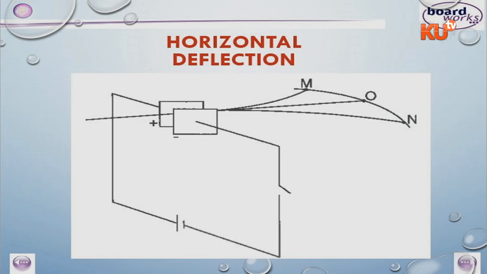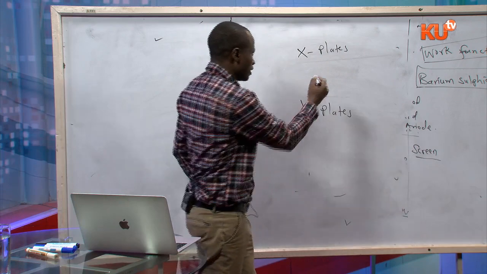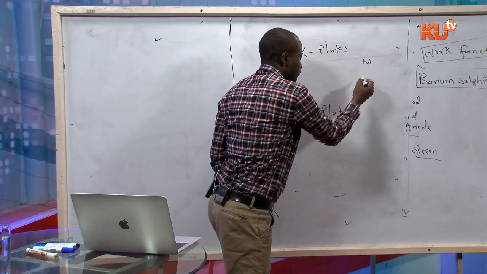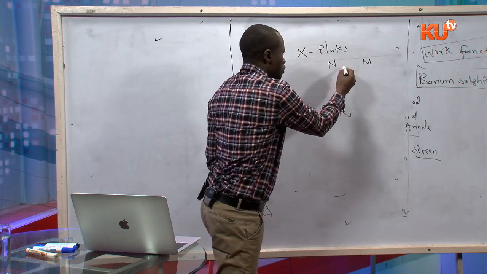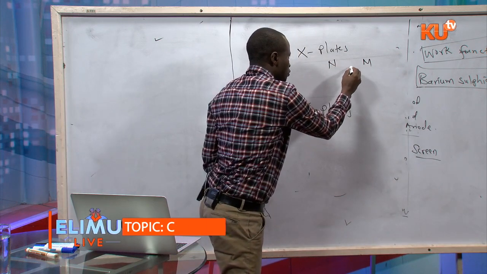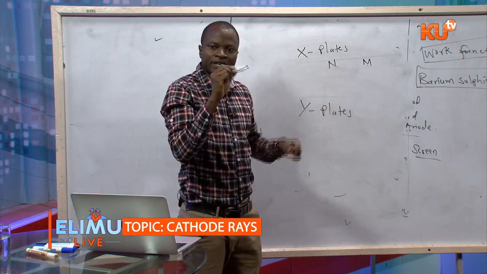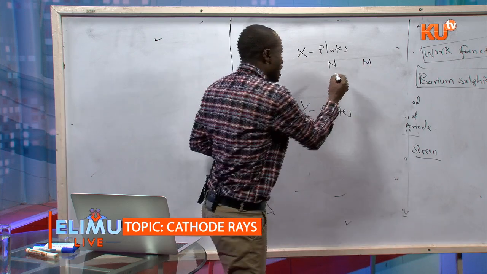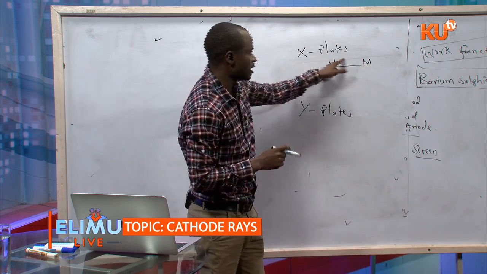Now, because this happens at a higher frequency, it happens continuously. So we have seen our M and N here. It is either deflected towards M or towards N. So continuously, our eye perceives this on the screen of a CRO as a straight horizontal line. That's what we are calling the X plates.